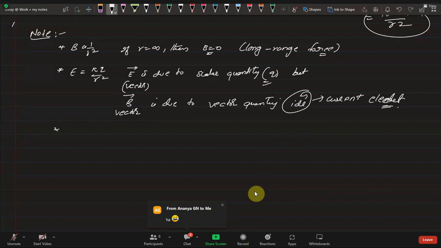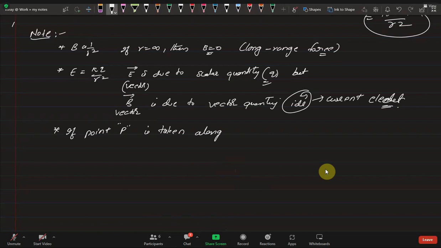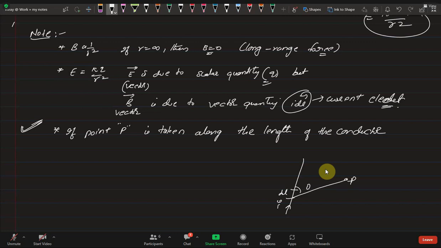Now the most important thing: if point P is taken along the length of the conductor. Now this is very important. Based on this point, we have a number of problems for JEE and NEET examination. For example, if this is the wire and this is the small element dl, current passing through the conductor is I. Now this is the point P, which is making an angle theta.